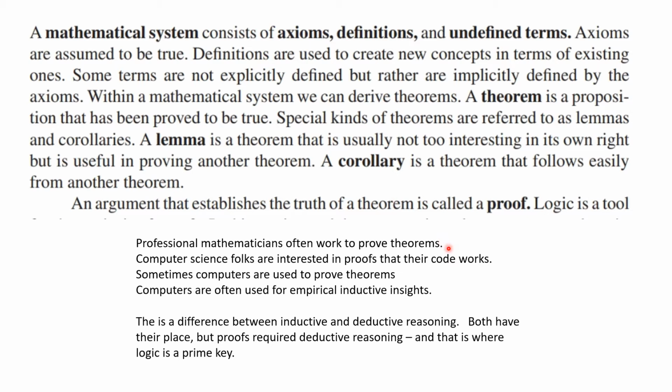Professional mathematicians often work to prove theorems. Computer science folks are interested in proofs that their code works, and sometimes computers are used to prove theorems. Computers are often used for empirical inductive insights, trying to think about what theorems might be true, and you can look at a bunch of examples that way. There is a difference between inductive and deductive reasoning. Inductive reasoning is just looking at a bunch of examples. Deductive reasoning is really using logic. Both have their place, but proofs require deductive reasoning, and that is where logic is a prime key.